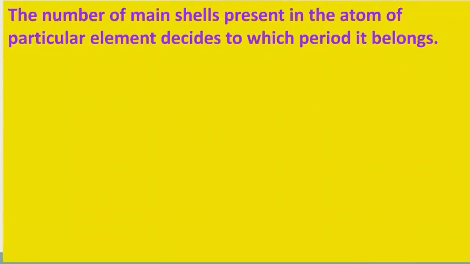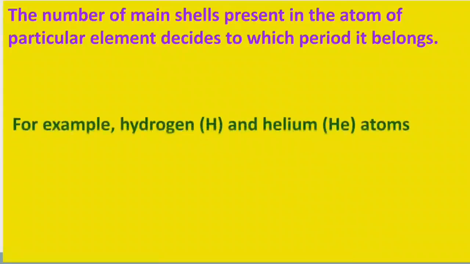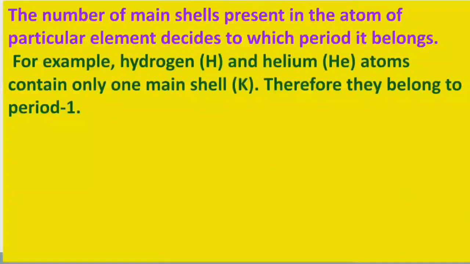The number of main shells present in the atom of a particular element decides to which period it belongs. For example, hydrogen and helium atoms contain only one main shell, that is the K shell. Hydrogen electronic configuration is 1s1 and helium electronic configuration is 1s2. So they contain only one main shell. That's why they belong to the first period.